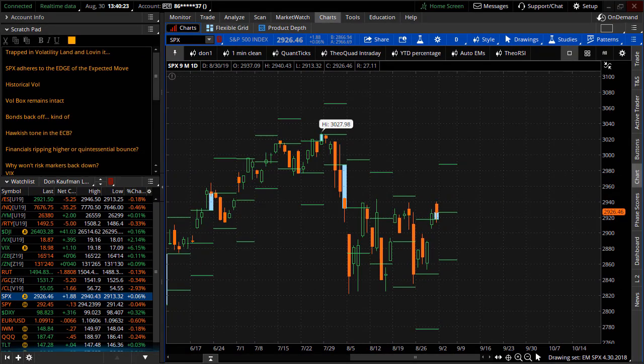Sticking with this weekend's theme, we're trapped in volatility land and loving every minute of it. What that breaks down to is just take a look at the expected moves as of late. Now, for those of you who are a little newer here, you haven't necessarily tuned into TheoTrade.